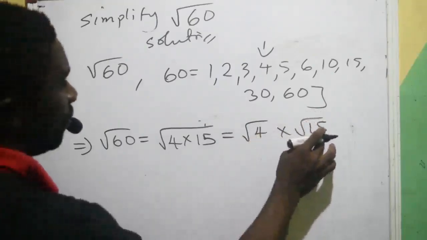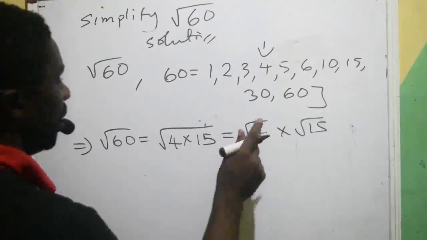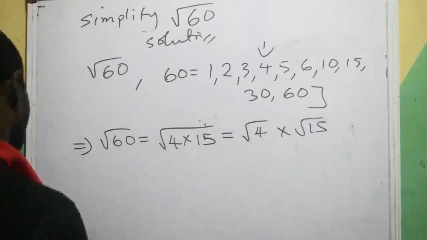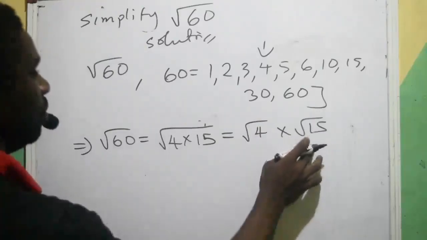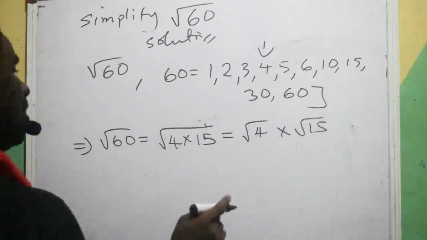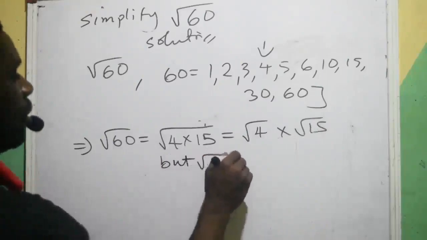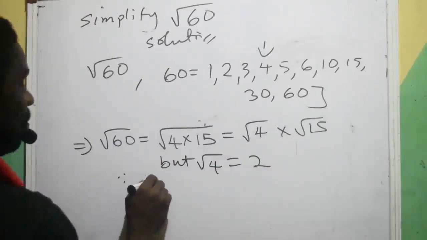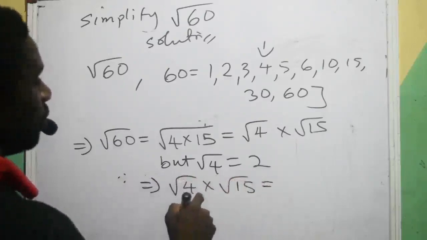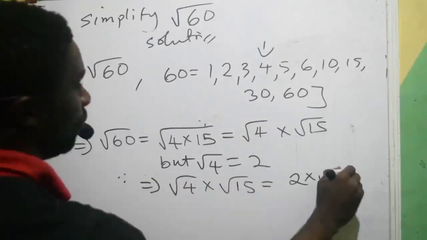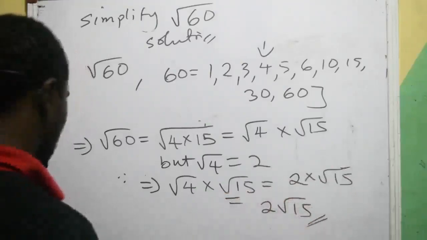4 is a perfect square, 15 is not a perfect square. 4 is said to be a perfect square because when you take the square root of 4, it will give us an integer or a whole number as an answer. Whereas 15 is a non-perfect square in the sense that if you take the square root, it's going to give you a decimal. So we don't need it here. Now you said that square root of 4 will give us 2. Therefore, square root of 4 times square root of 15 will be 2 multiplied by square root of 15. Everything will be 2 root 15. So this is the answer.